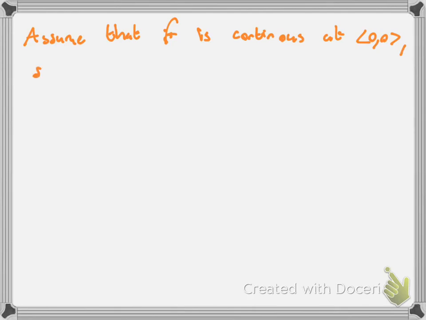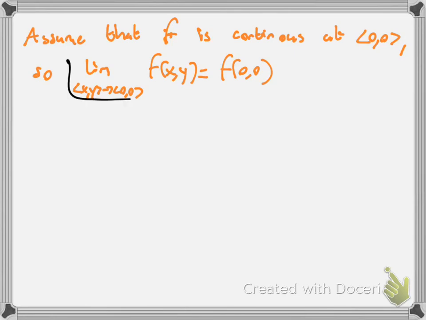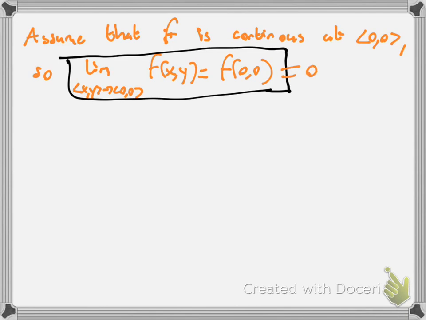So what does it mean that f is continuous at the origin? We're going to assume that the limit for the vector xy going to the origin of f(x,y) is equal to f at the origin. That is the definition of what it means to be continuous at a certain point, so it's important to know the definition here. So we assume this and we try to derive a contradiction. First of all, f at the origin we know is equal to 0, because that's how f is defined.